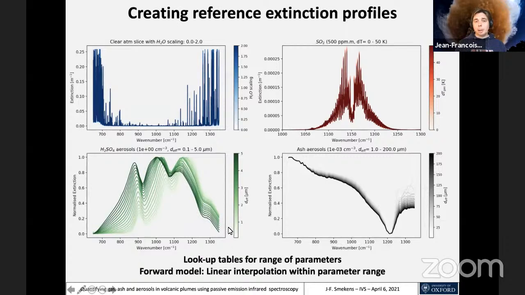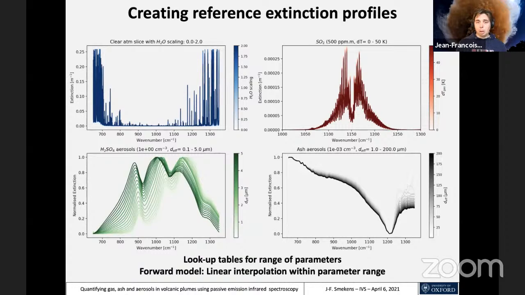And so the four big parameters that we vary within a retrieval are the scaling factor for the water vapor within the plume, and then the SO2 concentration, the aerosol number concentration, and then the ash number concentration.